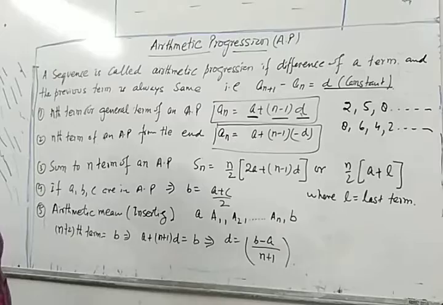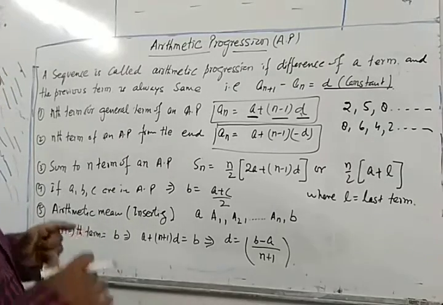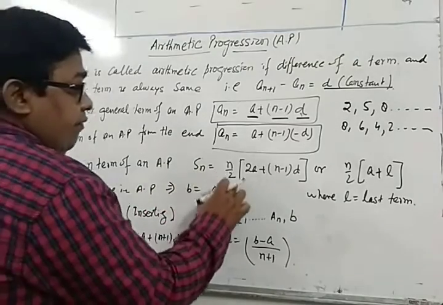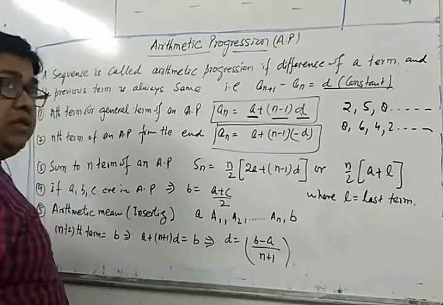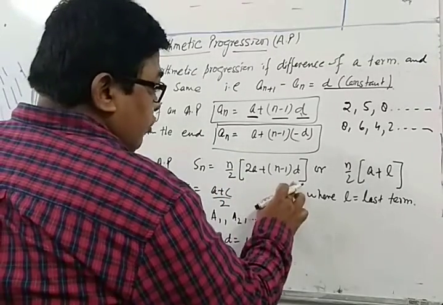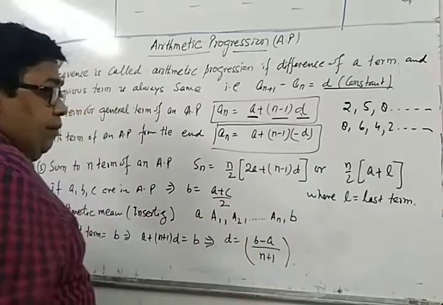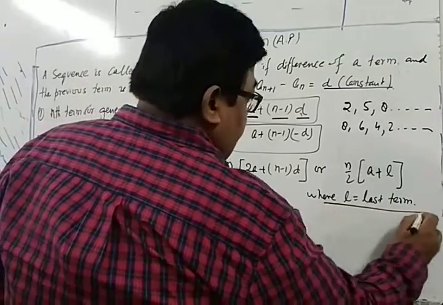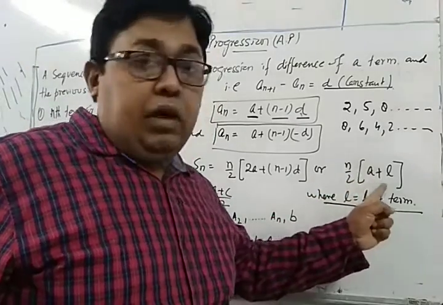After that we will take the sum of n terms of an AP. If we want to find the sum of n terms of AP, that is Sn, we say Sn is equal to n by 2 times (2a plus (n minus 1) d), where a is again the first term, n is the number of terms, and d is the common difference. There is another formula for the sum of n terms, that is Sn equals n by 2 times (a plus l), where l is the last term. If the last term is given, we can use this formula.